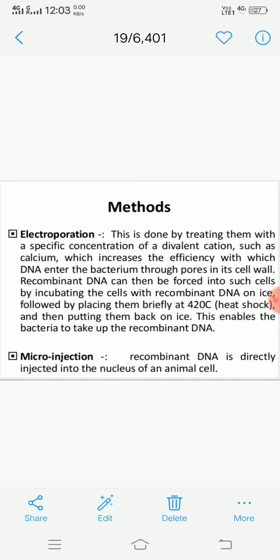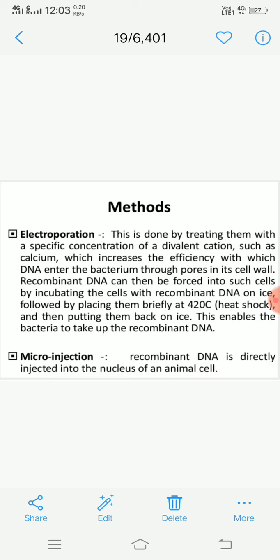This is the main method I told you, using calcium chloride and the heat shock treatment. The permeability of the E. coli cell membrane is increased to take up your foreign DNA or recombinant DNA molecule. The next method is electroporation. Electroporation means what?